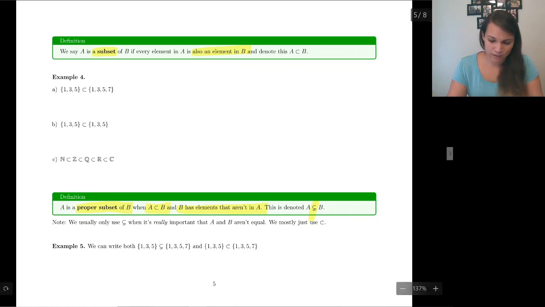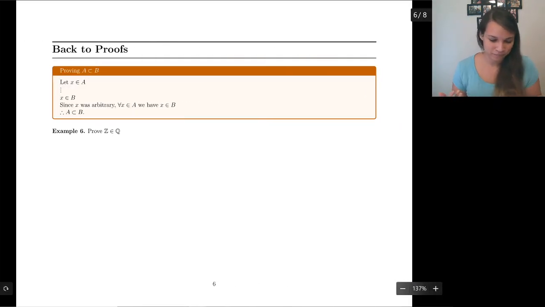For example 5, we have that {1, 3, 5} is a proper subset of {1, 3, 5, 7}, but we don't really care that much. If you use just regular subset notation for that, I'm not going to bust you on that. Not that important. But we will see times when it is important, and I will point out when it is important. So far, we haven't done anything to do with proofs, which is what the bulk of this class has been all about. So let's bring it back to proofs for a moment.